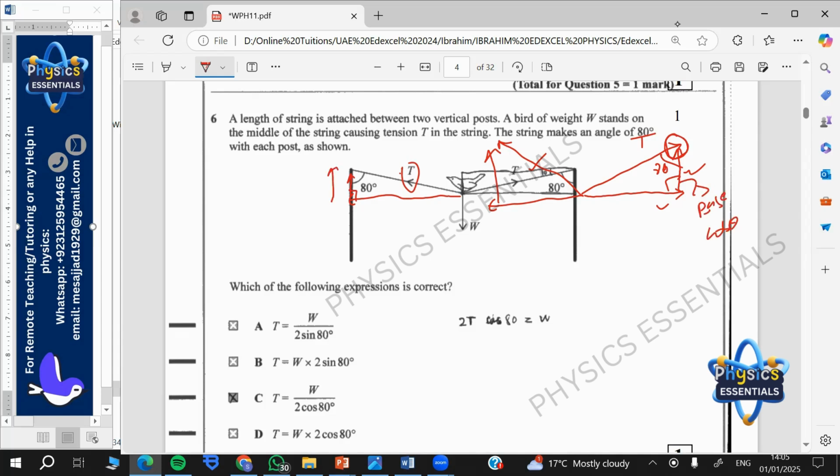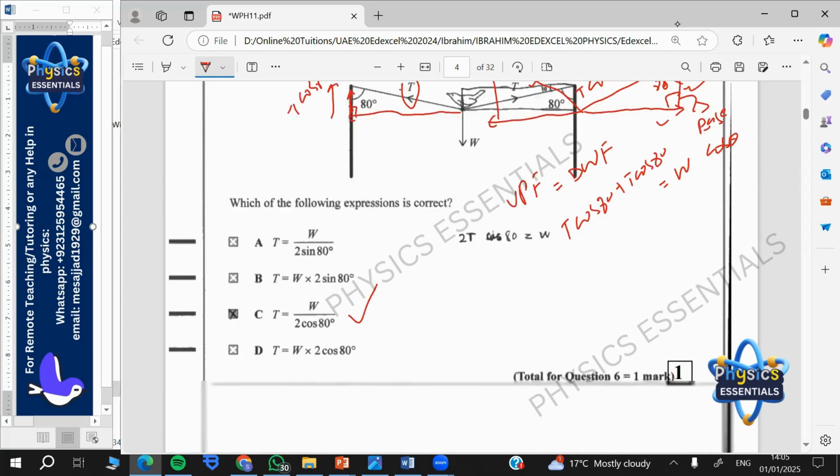Okay. Now you see that there are two forces moving up, like T cos 80 and here T cos 80. So you will just write upward forces equals downward forces. So upward forces T cos 80 plus T cos 80 and downward forces W. So therefore you got this answer, which is again correct. Very good. But I was just explaining it.